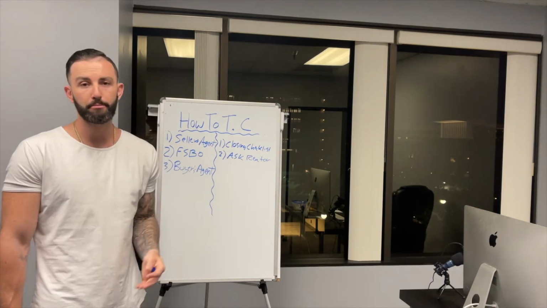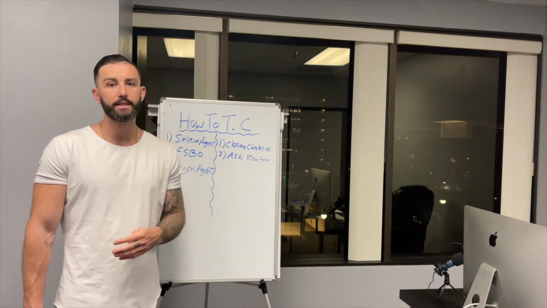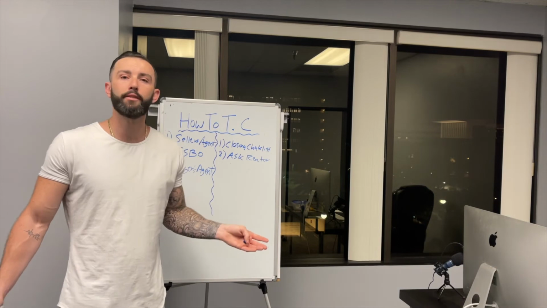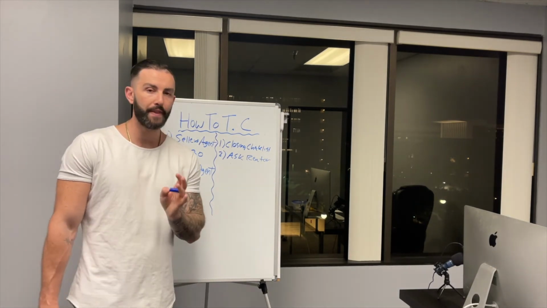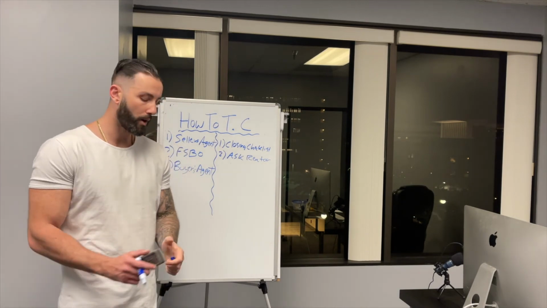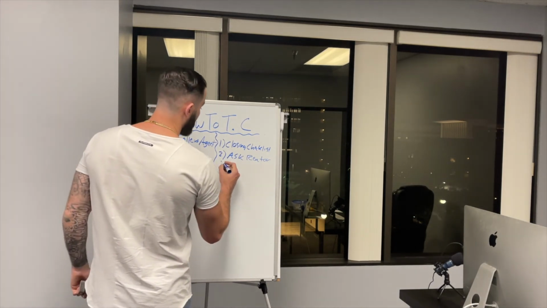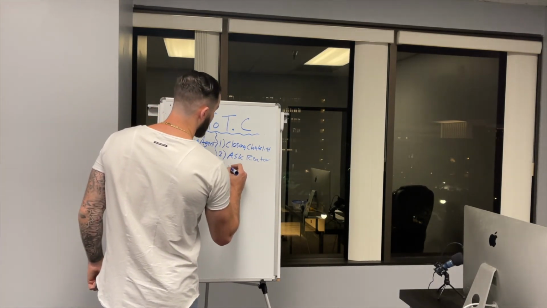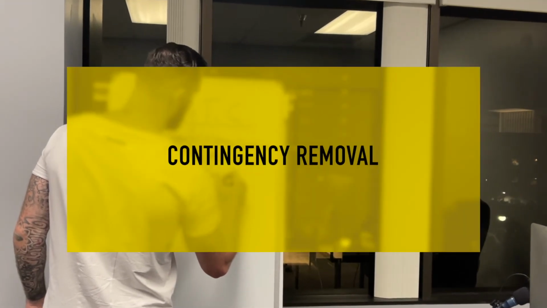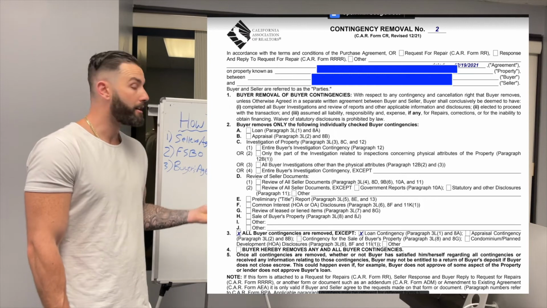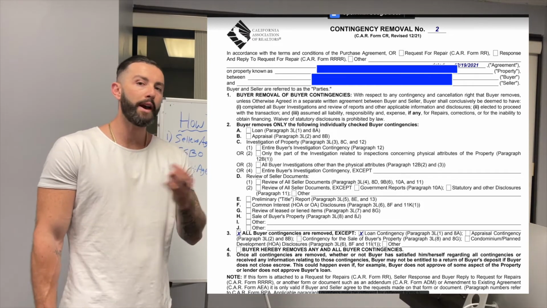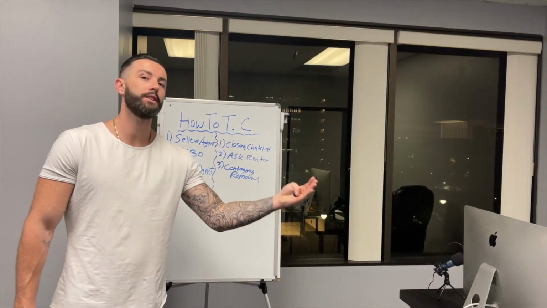Now, inspection period. So let's say it's a 10-day, or let's say it's a 14-day inspection period. You want to monitor that because when that day arrives, you're going to need to prepare, in most cases, a contingency removal. A contingency removal is a document that stipulates that for the buyer, it's time to waive a certain contingency.